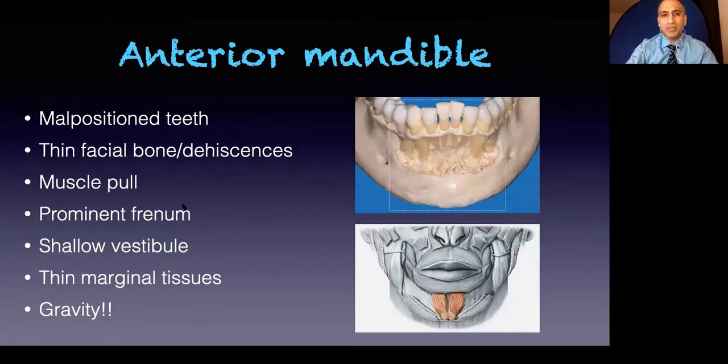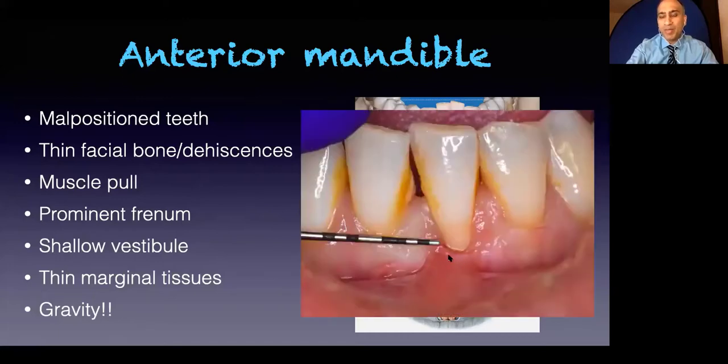We see the highest prevalence of malpositioning in the anterior mandible, and oftentimes we have a very thin bony morphotype. So the buccal plate is oftentimes very thin or even dehisced. Not to mention, couple that with the strong pull of the mentalis muscle. We even have prominent frenum pulls here. Here you can see the frenum is pretty much all the way up to the marginal tissue, which also leads to a shallow vestibulum.